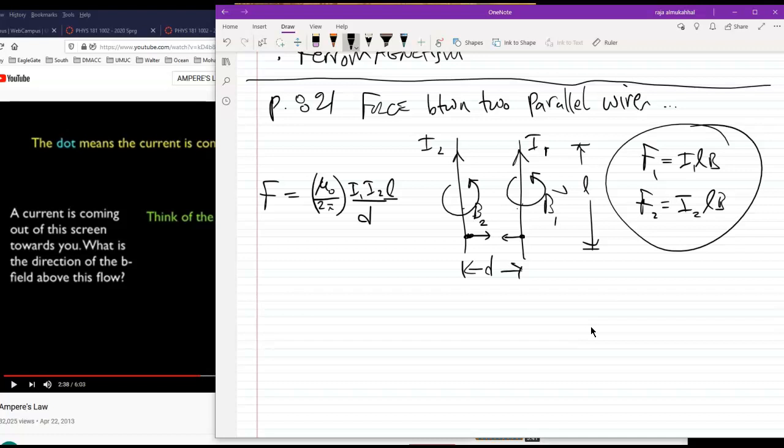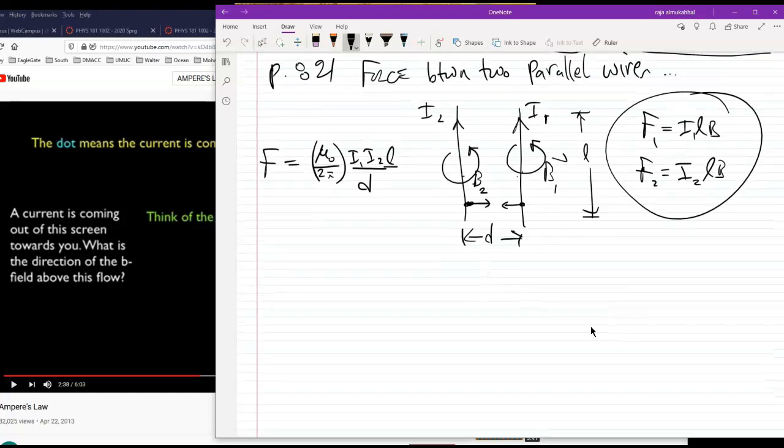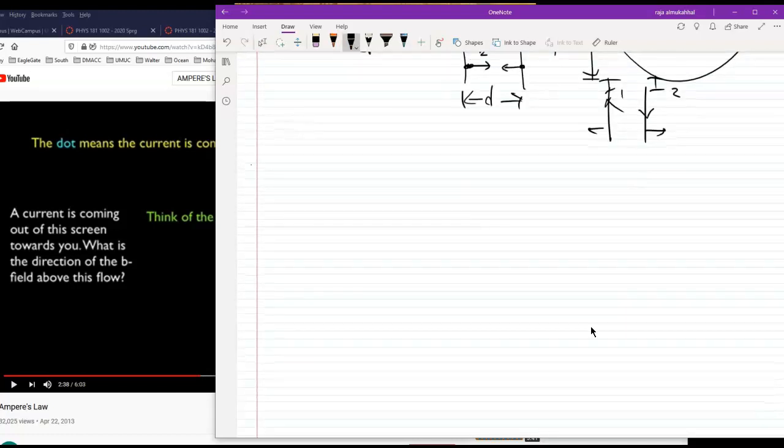Oh, and then, of course, if the currents in the two wires are moving in opposite directions, you still have the same expression, except that the force becomes repulsive. You got that? So if I have one current going this way, and this current going down this way, then the force is repulsive. You got it? Let me do one example, show you how this works.